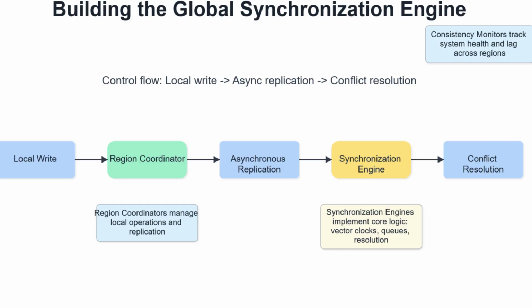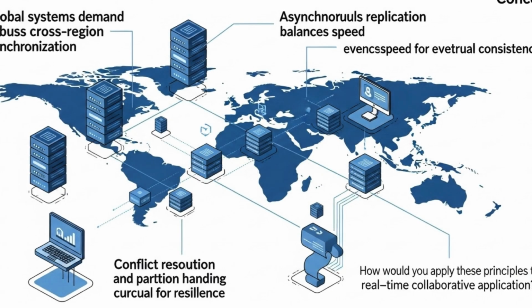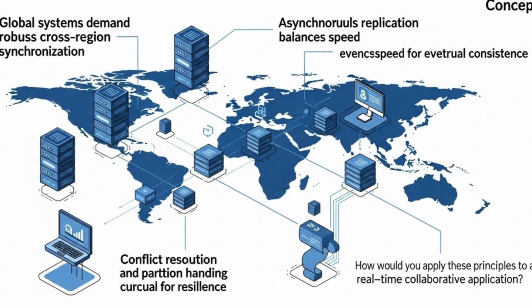The overall workflow for an event like a tweet follows a clear path. It starts with a local write, where the user's region immediately accepts the data. This is followed by asynchronous replication, where the update is queued and sent to other regions. And finally, if needed, conflict resolution ensures all regions converge to a consistent state. This structured flow ensures both speed and eventual data integrity.